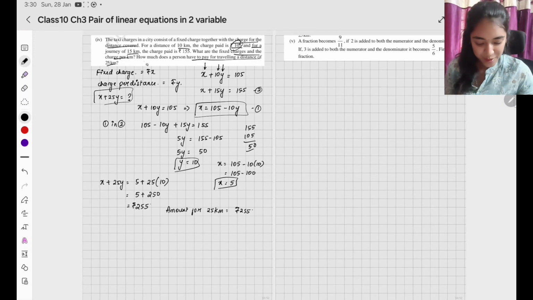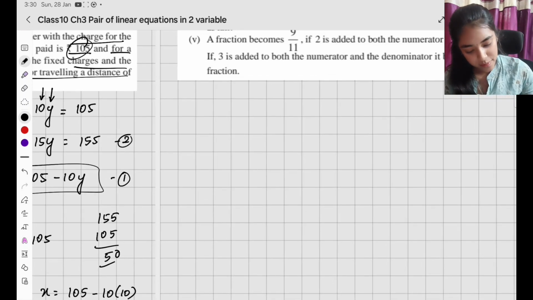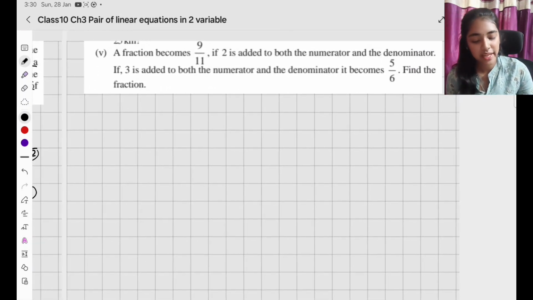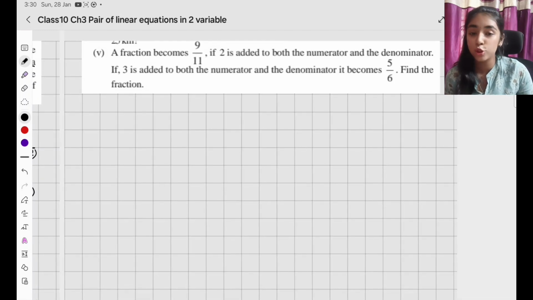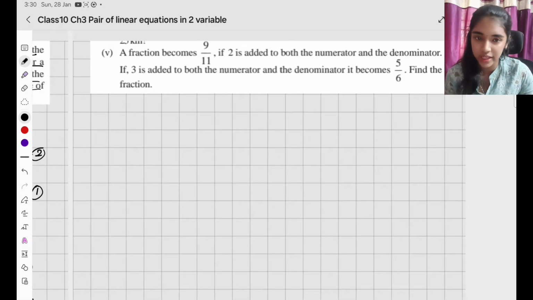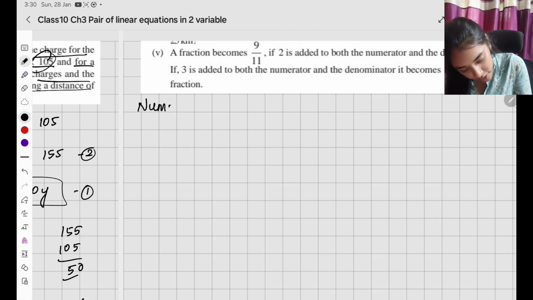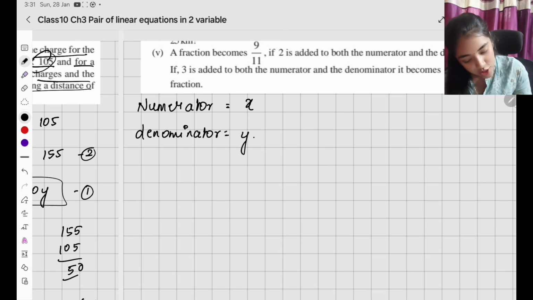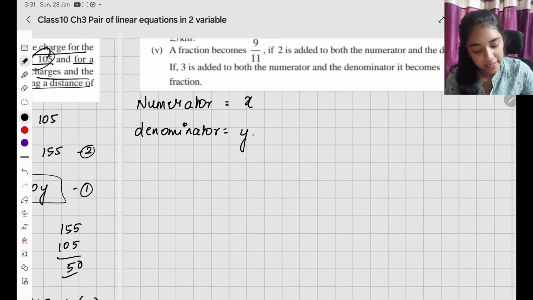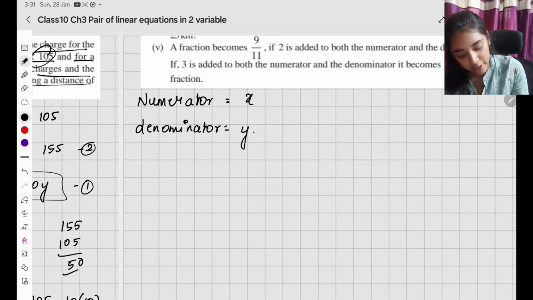Okay, please copy. Now fifth subsection, a fraction becomes 9 by 11 if 2 is added to both numerator and denominator. So இங்க என்ன இருக்கு, numerator and denominator. So your numerator, first of all எது xy ன்னு எழுதிக்கோங்க, is going to be x, and the denominator is going to be y. So enna agudhu, the fraction becomes 9 by 11 if 2 is added to both numerator and denominator. So numerator ku 2 and denominator ku 2.